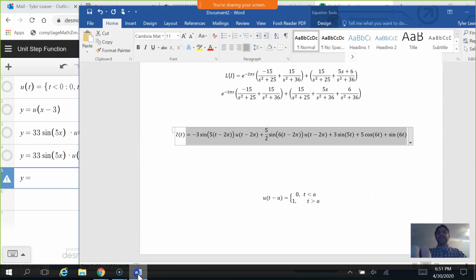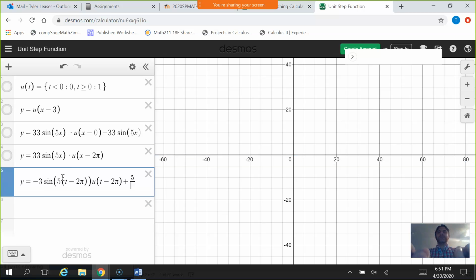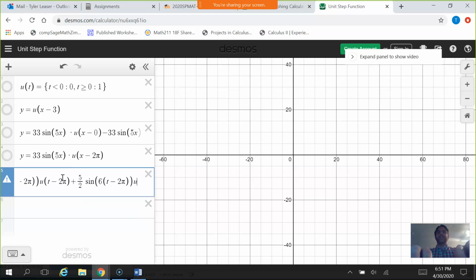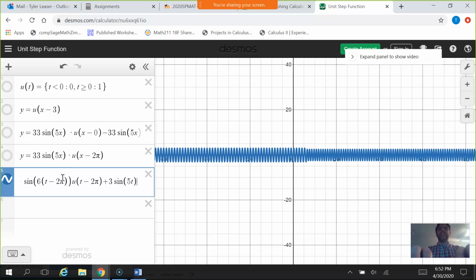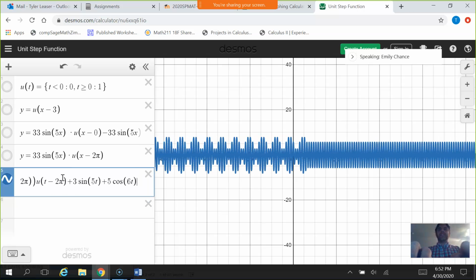All right, so it was coming from this. Minus 3 sine 5 times t minus 2 pi times u of t minus 2 pi, plus 5 halves sine of 6 times t minus 2 pi times u of t minus 2 pi. That was plus 3 sine 5t plus, what was the next one? 5 cosine of 6t, and then just plus sine of 6t. There we go.